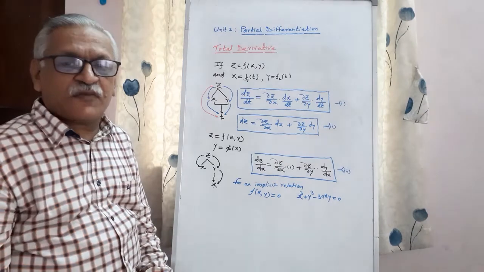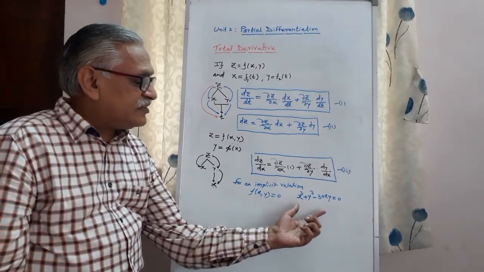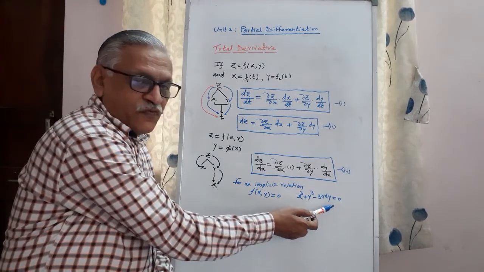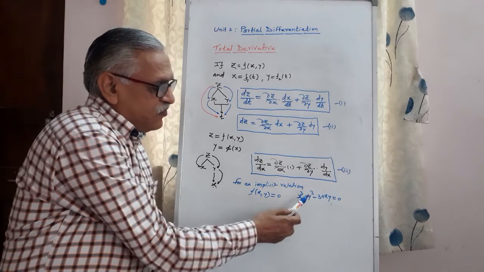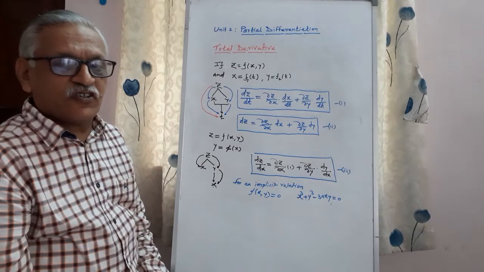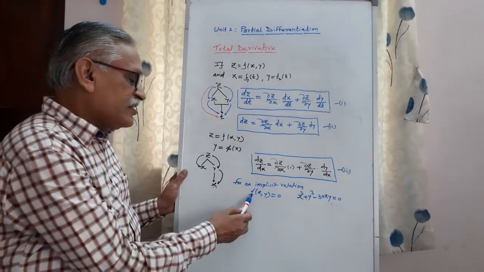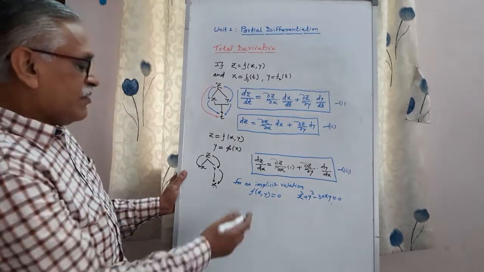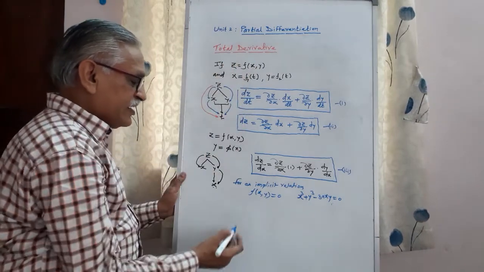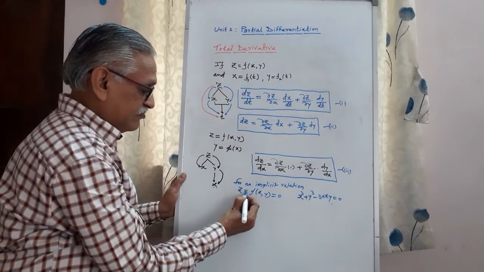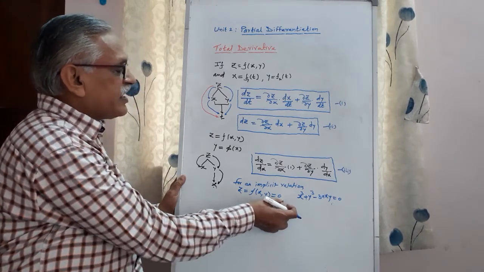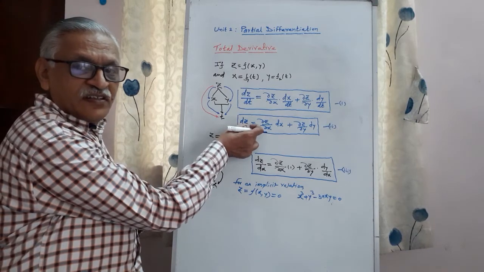There are two types of functions, explicit and implicit. This is an implicit one. Implicit means we are not able to express y in terms of x as a function of x, or we are not able to express x in terms of y only. That type of relation is said to be an implicit relation, and its general form is f of x, y equals 0. It means f is nothing but z, and if that function is equal to 0, its derivative is always 0.